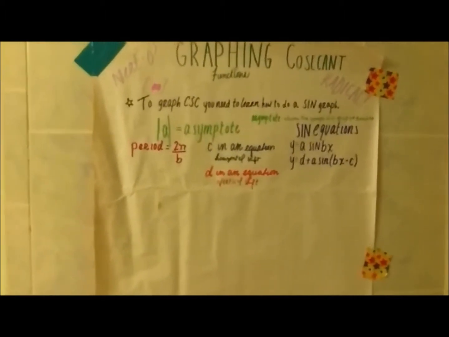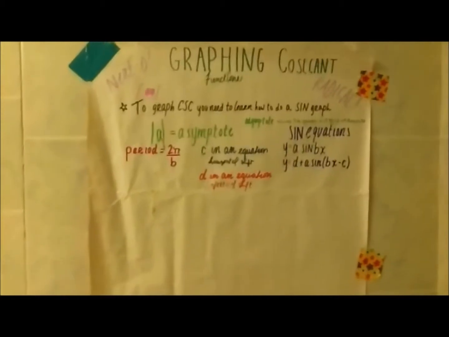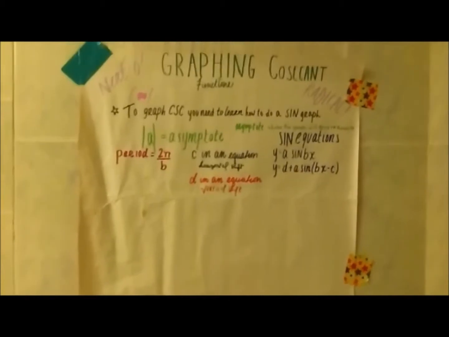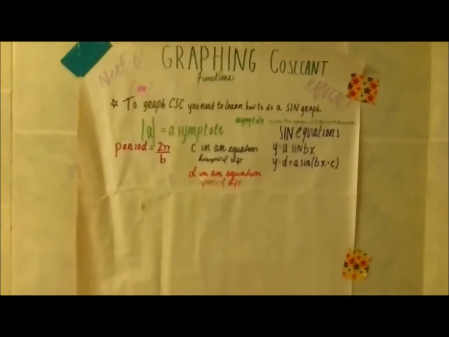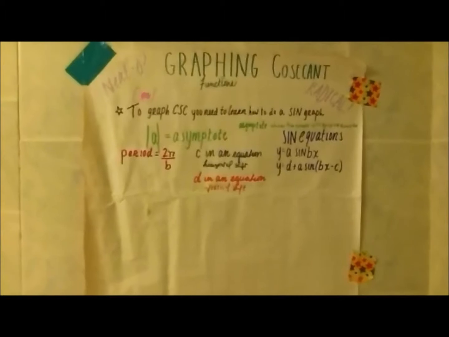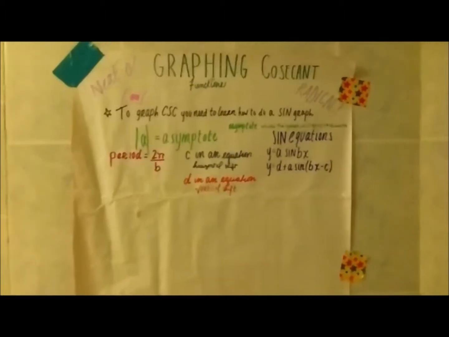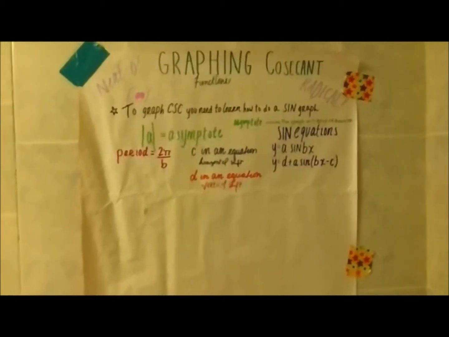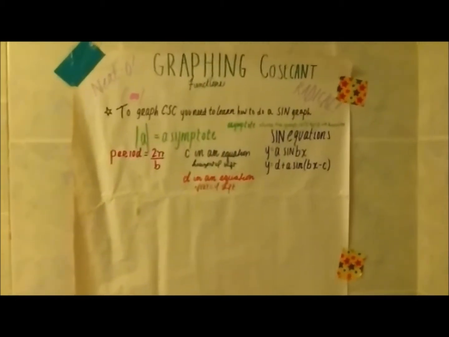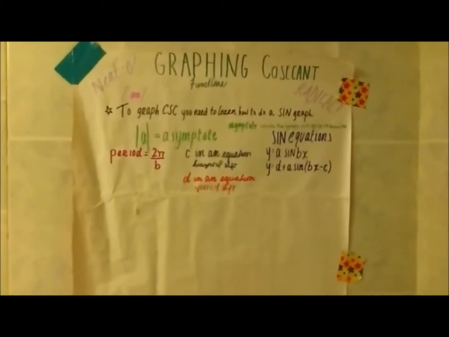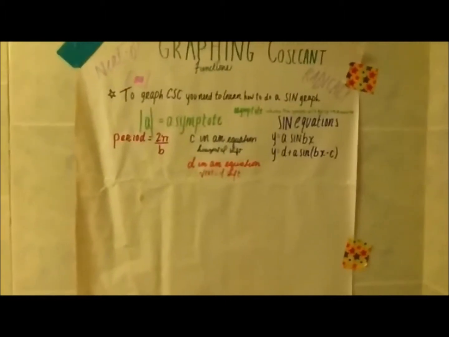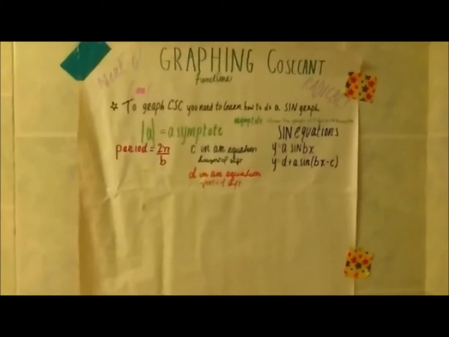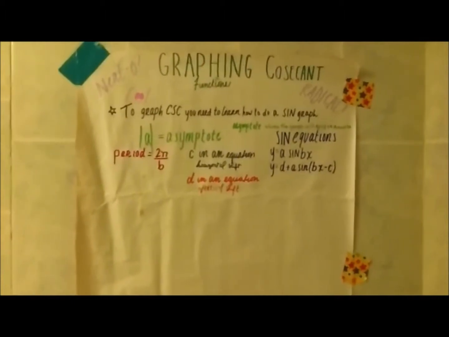To solve your period, in case you didn't know, it's 2 pi over b. You see that in the equation over there? That's where you get the b from. B can be any number, of course, so don't stress. And here are your equations: y equals a times sine of bx, or, in another case, y equals d plus a sine of bx minus c. The c in an equation can cause a horizontal shift, and the d can cause a vertical shift. Now, I will show you some examples.